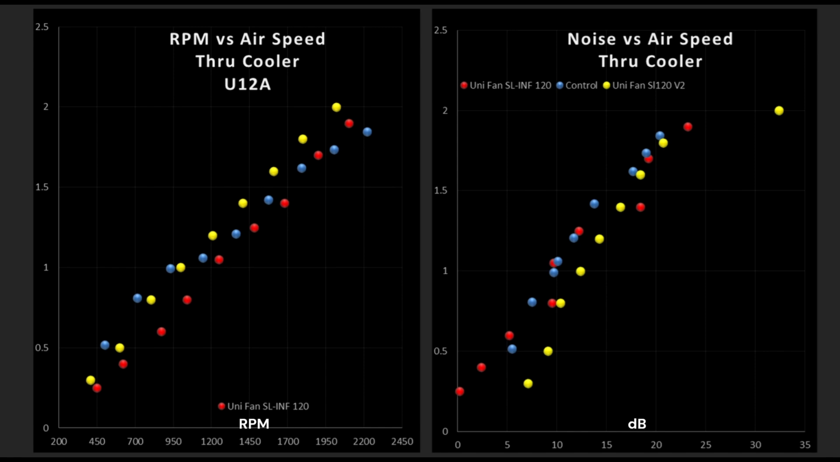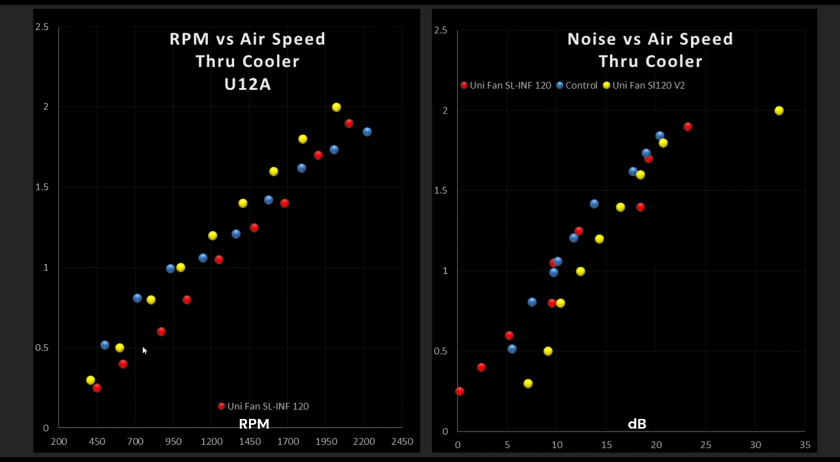This is a noise efficiency. How quiet is this fan at pushing air through the heatsink at what air speed? So on both these graphs, better fans are going to be sitting top left, worse fans are going to be sitting bottom right. And we have my control fan here in blue. And the yellow line is the UniFan SL120 V2.